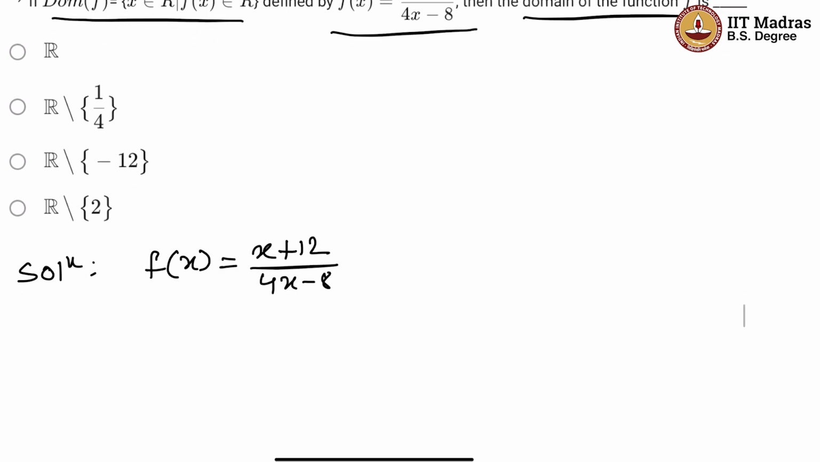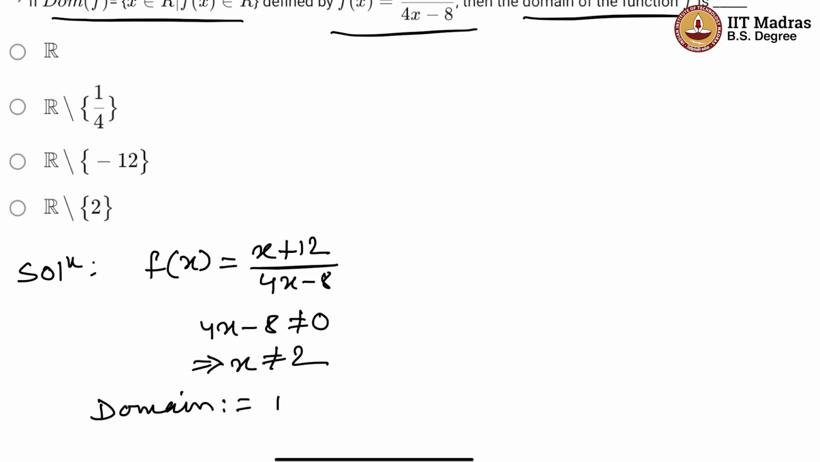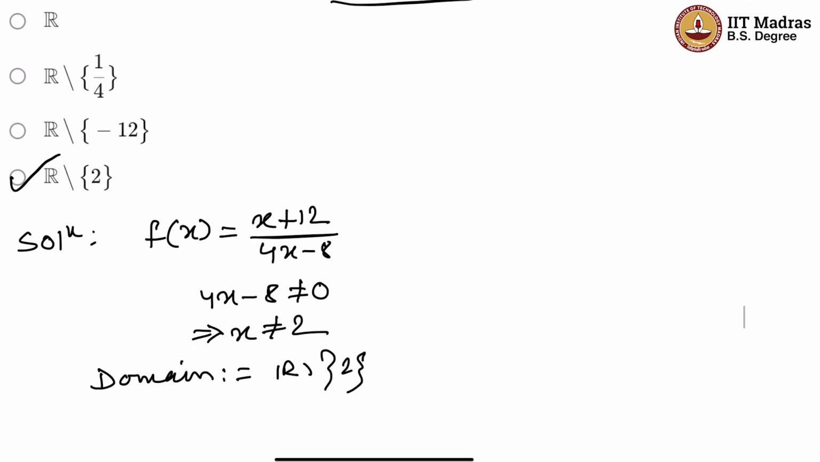That means in which region the value of the function f is going to be valid, right? So clearly, if 4x - 8 is not equal to 0, then we don't have any problem with the definition of the function, right? That means if x is not equal to 2. So our domain becomes R minus {2}. That means option 4 is correct. Clear? Let's now move to the next question.